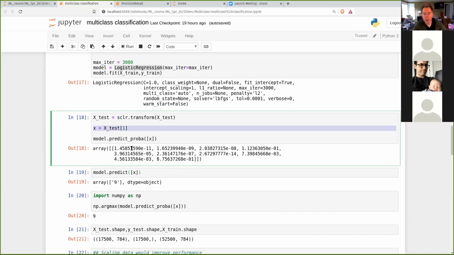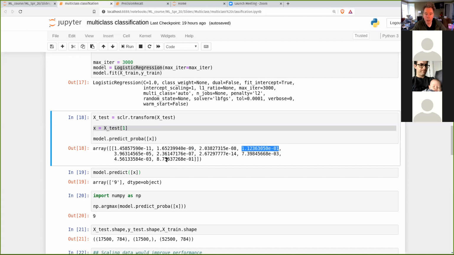Yeah, exactly. It's doing OVA, so there are really 10 classifiers. The first classifier is the is-it-zero classifier, and it says there's a very small chance that it's 0. This number corresponds to the is-it-1 classifier, which also gives a pretty small chance. This is the is-it-2 classifier, this is the is-it-3 classifier. Is it 4? Is it 5? Is it 6? Is it 7? Is it 8? Is it 9?